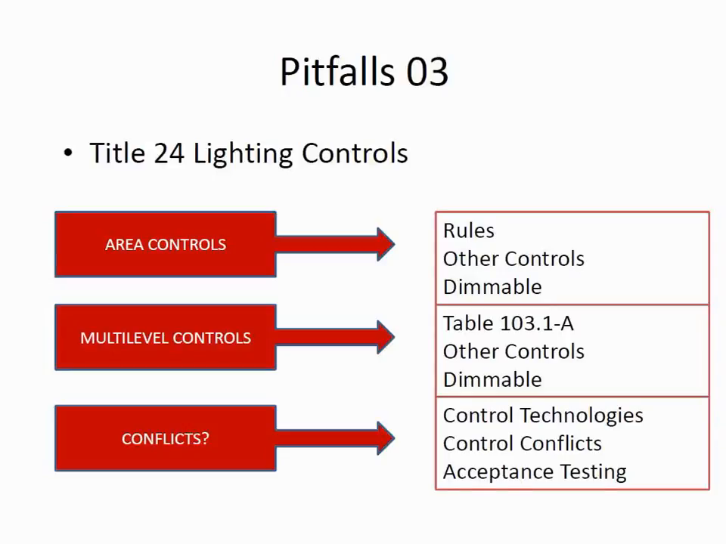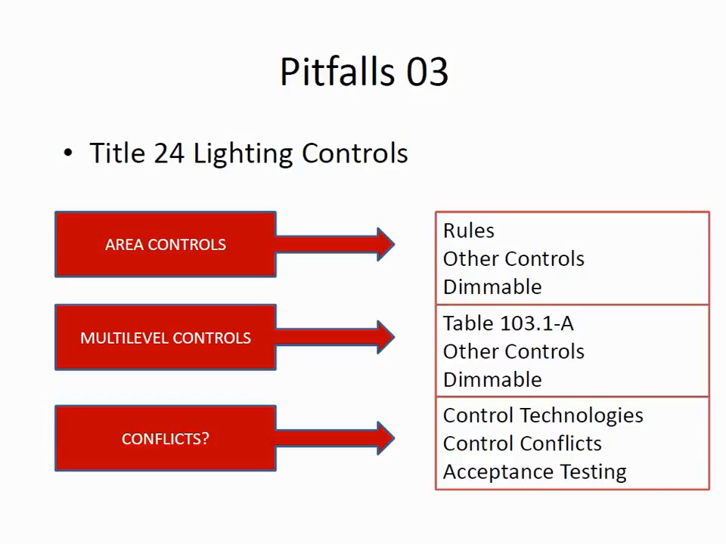Welcome back to the pitfalls and bear traps of acceptance testing of lighting controls under the 2013 Building Energy Efficiency Standards, Title 24, Part 6, here in the state of California. This course is designed for engineers, designers, architects, and contractors, and commissioning agents and anybody else who is concerned with the installation of legally mandated lighting controls in the state of California.